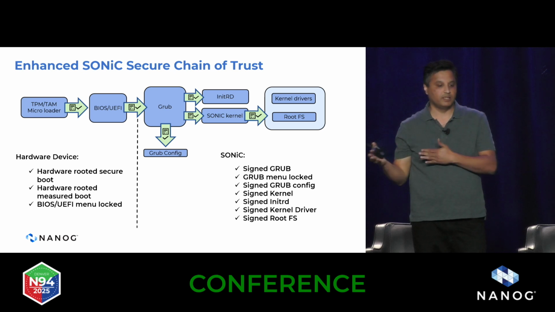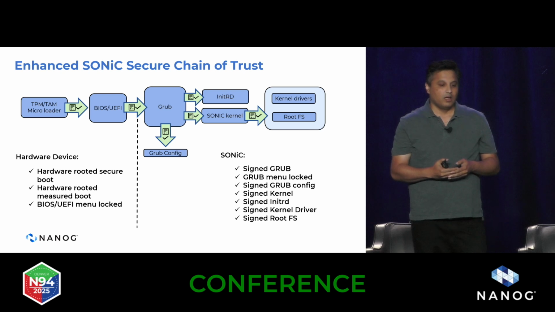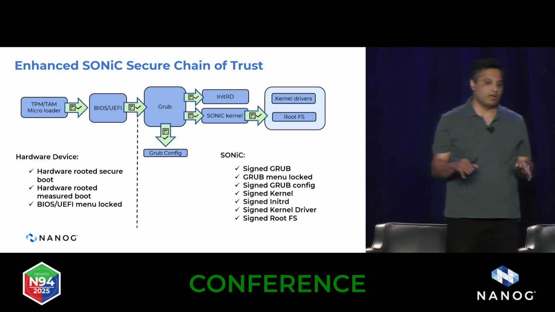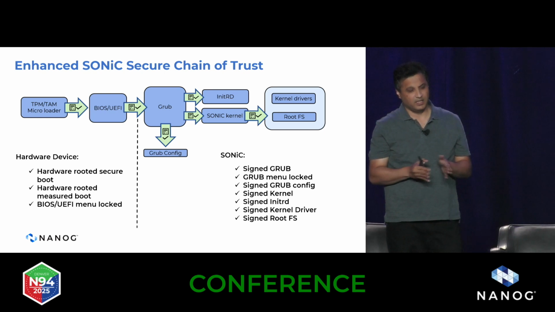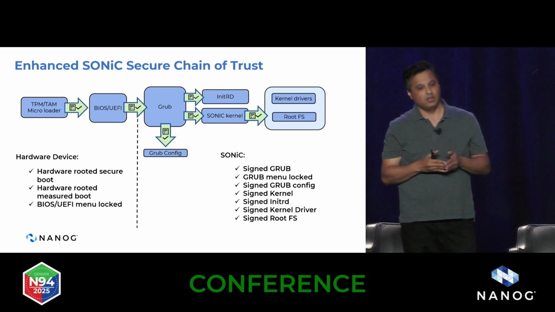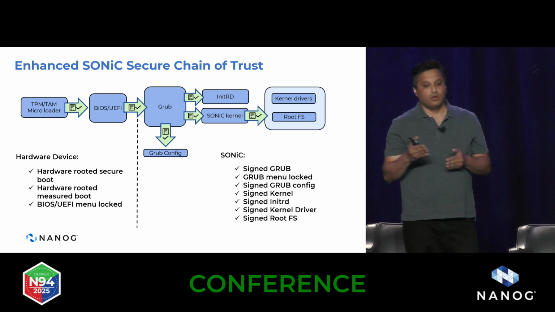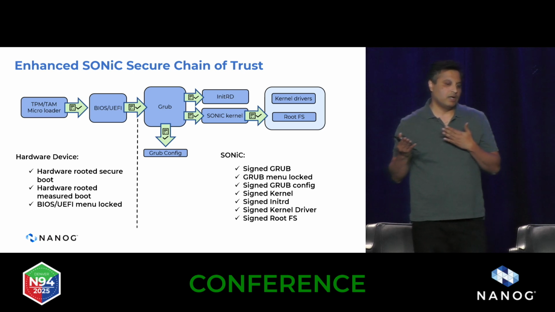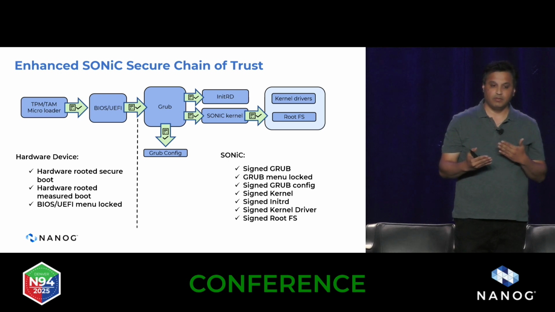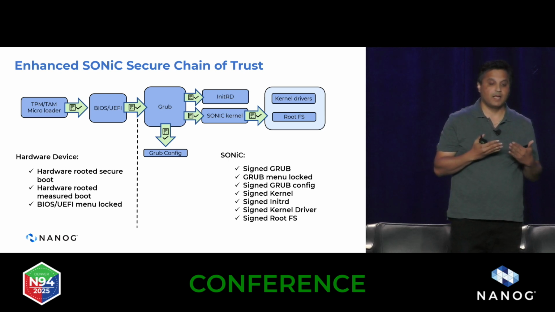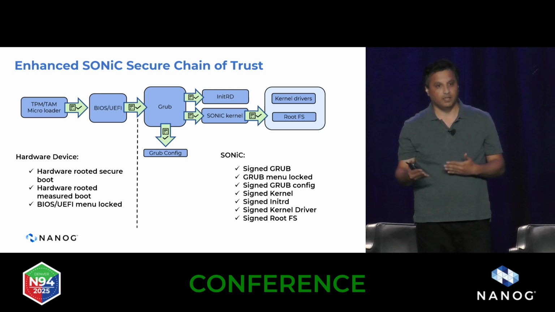That means we sign the grub config. And we lock down the grub menus, where with Control-D or whatever it is, you cannot edit anything in this boot path. So now grub is going to load the SONiC kernel, and verify the SONiC kernel and initrd. In upstream SONiC, kernel verification is already supported. We extended this functionality in grub so that it can even verify the initrd.